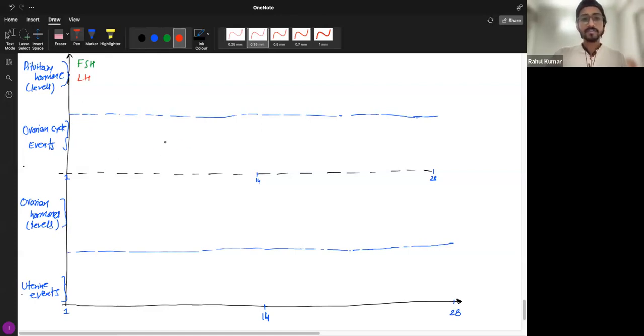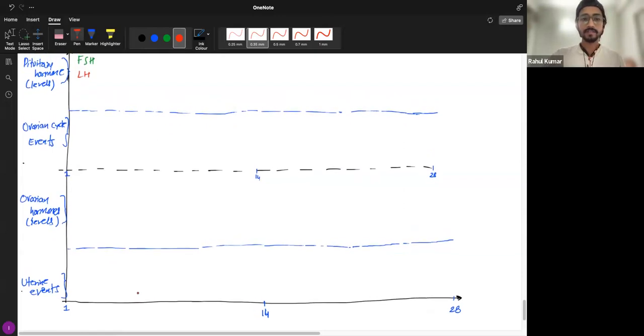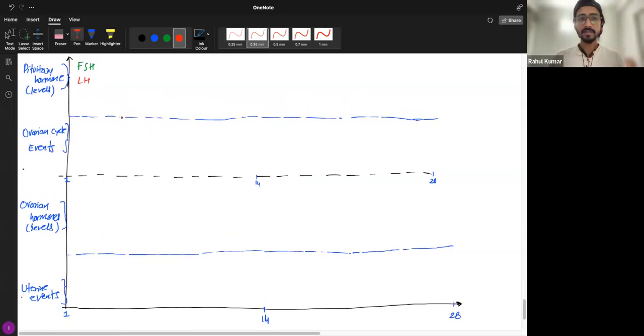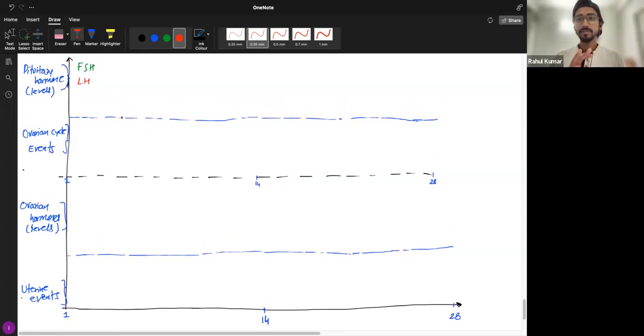Now, let's try to divide these days in the uterine events. Okay, everything is on the screen. You can see the whole screen together, right? That is my whole purpose. Can you all see the whole screen together?